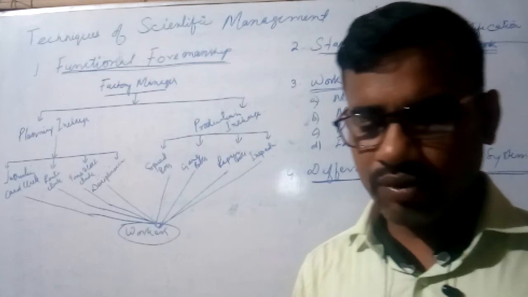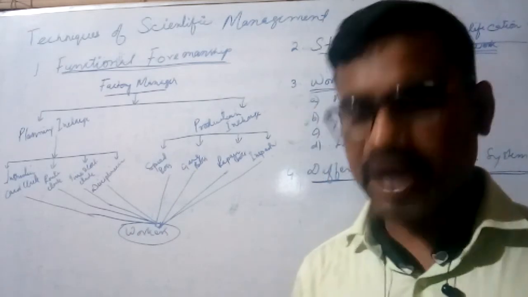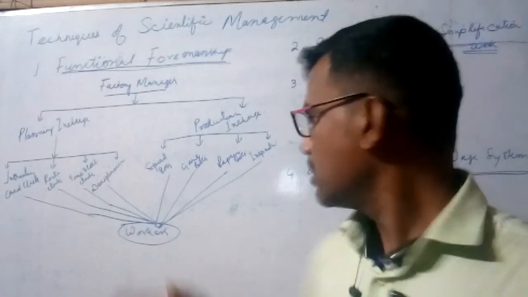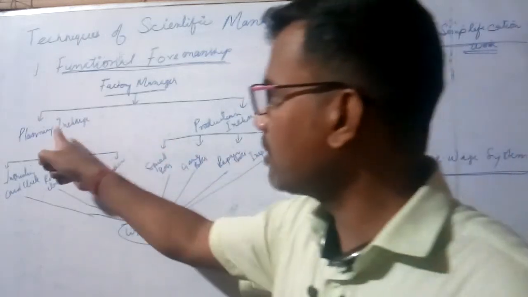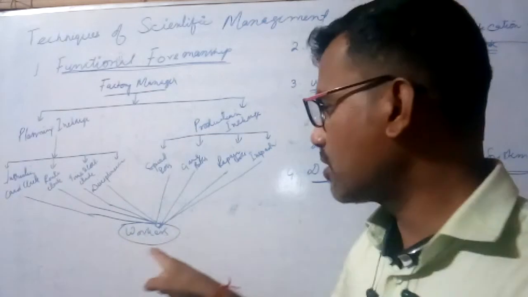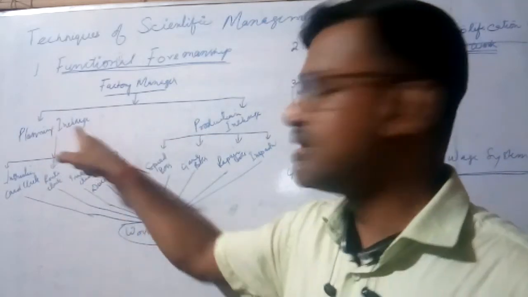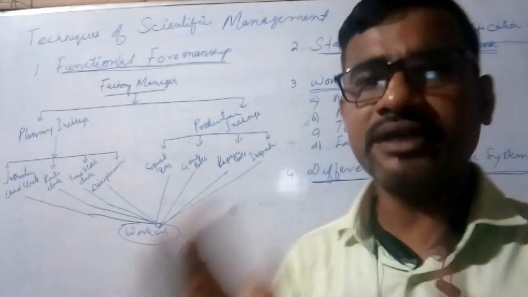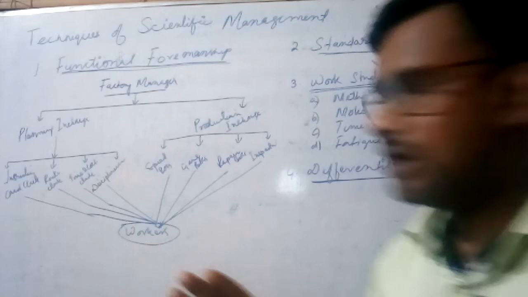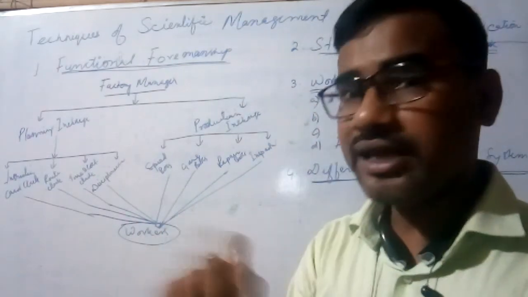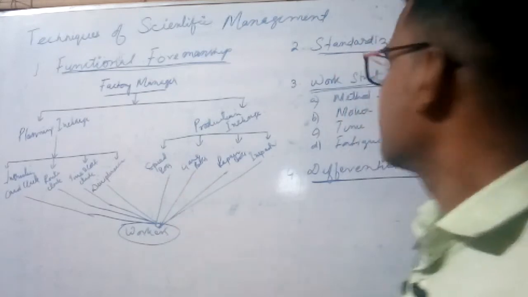He ensures that the work is done as per the quality standards set by the planning in charge. So inspectors will look after the work being done by the workers, according to what the planning in charge has set. So this is the first technique that has been developed by Taylor for bringing effectiveness, basically in factory level management. So this is number one.